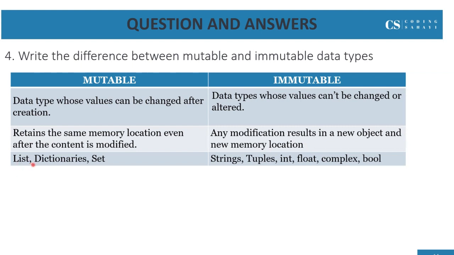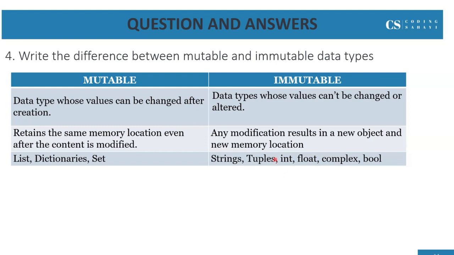Examples of mutable data types are list, dictionary and set. And for immutable: string, tuple, int, float, complex and bool are all immutable data types. So these are the differences between mutable and immutable data types.